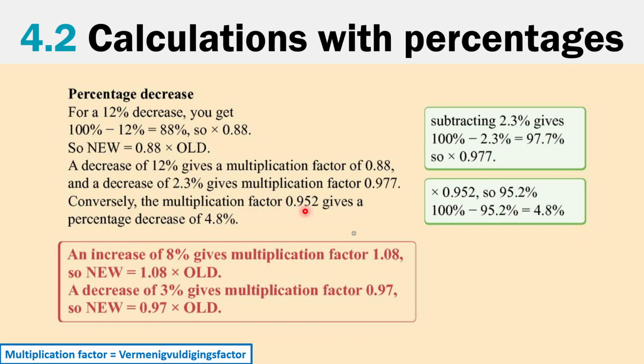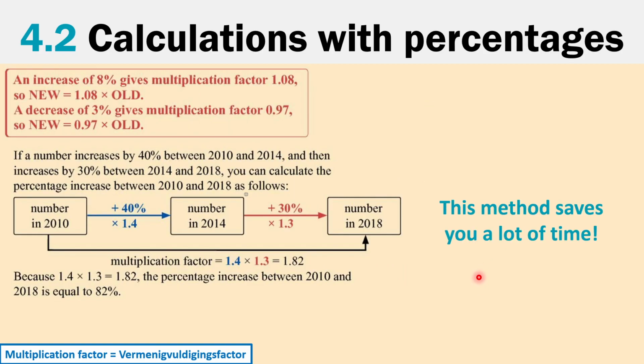Conversely, a multiplication factor of 0.952 gives you a percentage decrease. If you want to calculate this, again, what you can do is do it times 100, then you get 95.2%. And then you started at 100, subtracting, you see that the decrease must be 4.8%. Let's practice this in a few exercises. But before we do that, first, why this is such a cool thing to know about.